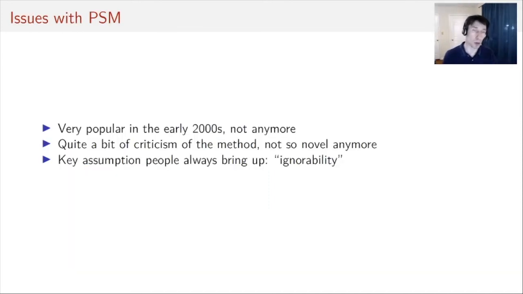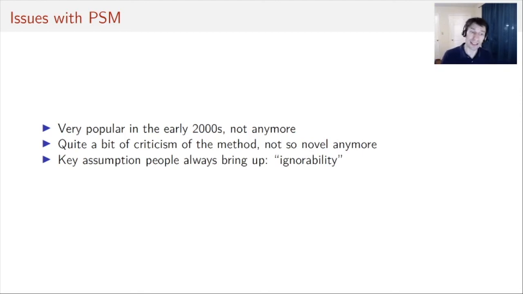So there are issues with propensity score matching. It was very popular, maybe at the beginning of the millennium. Now, not so much anymore. There is quite a bit of criticism of the method, and it is not that novel. Now you will note that compared to instrumental variables and regression discontinuity and natural experiments, propensity score matching does not rely on having a clever idea of a good instrument or of a design that can help us approximate randomness. Rather, PSM is more of an econometric fix.